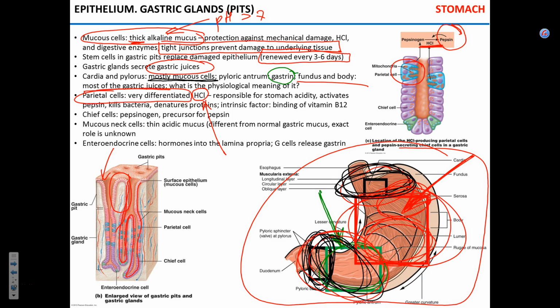Another function of the parietal cell is to produce a protein called intrinsic factor. Intrinsic factor is necessary for binding of vitamin B12. It's quite a cool story. Some people that genetically do not produce intrinsic factor suffer from a condition known as pernicious anemia. Vitamin B12 isn't absorbed in the stomach of those people, and fast dividing cells cannot divide fast. Vitamin B12 is essential for quickly dividing cells, especially for production of red blood cells. So B12 deficiency leads to anemia.